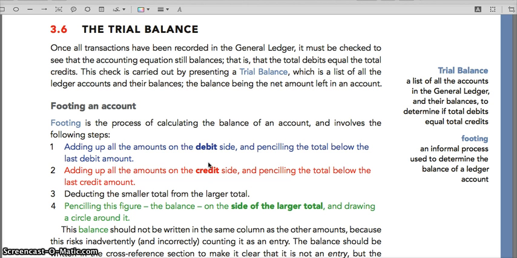So essentially, the first thing we need to do is add up all the amounts on the debit side, add up all the amounts on the credit side of the ledger account, and essentially just work out the difference there. So pretty straightforward.